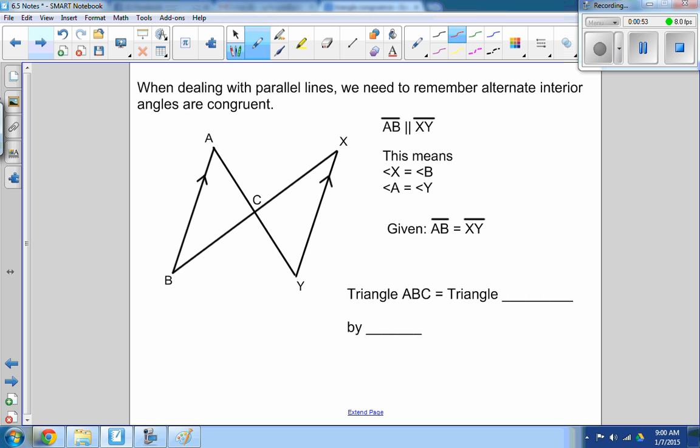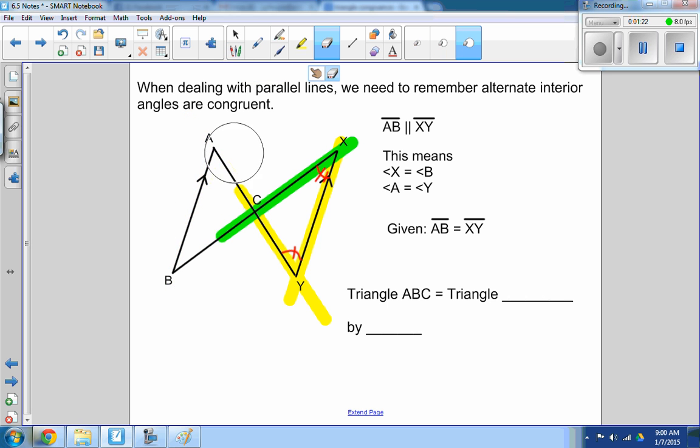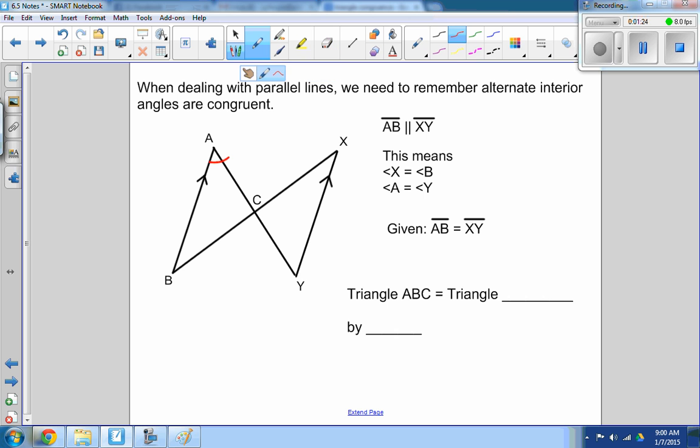When we're dealing with parallel lines, we need to remember that alternate interior angles are congruent. So here, parallel lines, transversal, alternate interior angles A and Y are congruent. I take the other transversal, and I will get angle B is congruent to angle X. So, got that information there.